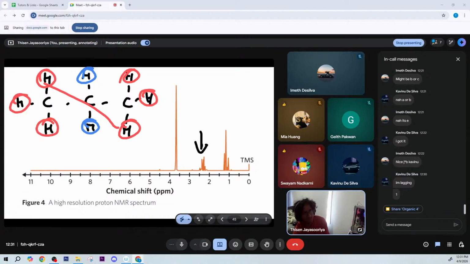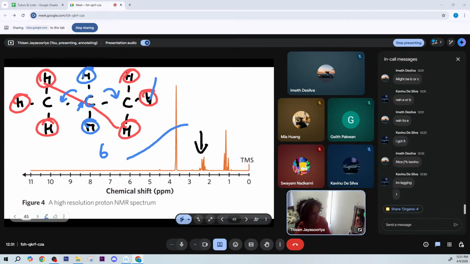Okay. So here, the splitting: these 2 hydrogens, the blue hydrogens, are bonded to this carbon. And we want to see what's bonded to adjacent carbons, yeah? So here we have this one's adjacent and this one's adjacent. Basically, the neighbors. The splitting pattern tells you how many hydrogens are bonded to these adjacent carbons. So in total, we have 6 hydrogens.